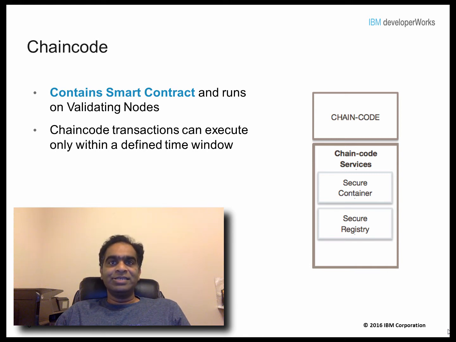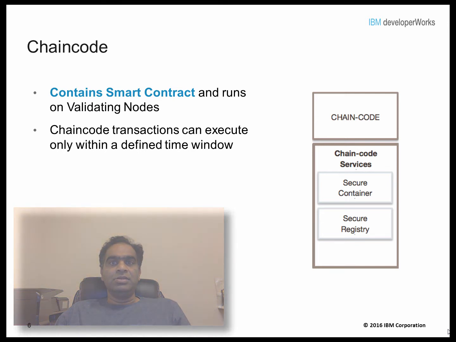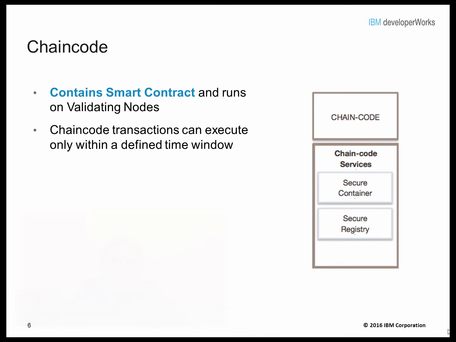All of the chain code transactions can only be executed within the transaction time window. Chain code services provide a highly secured and lightweight way to sandbox the chain code execution on the validating nodes. Initial implementation allows for chain code in Golang; Java and JavaScript are planned.